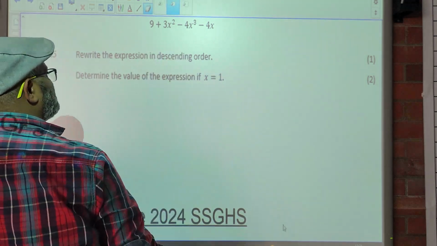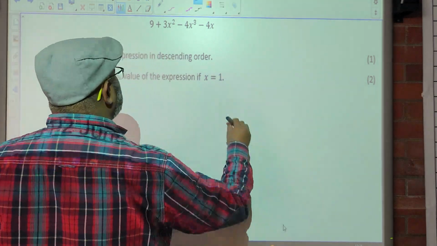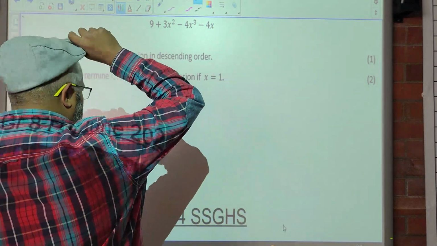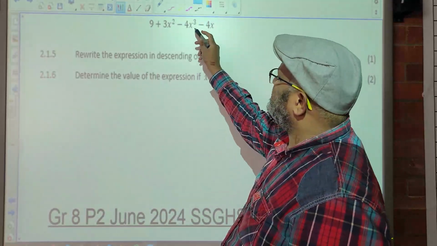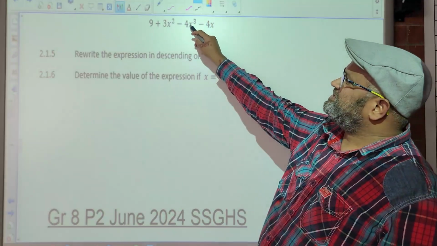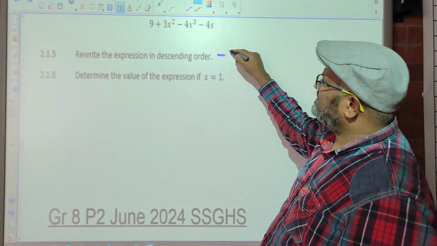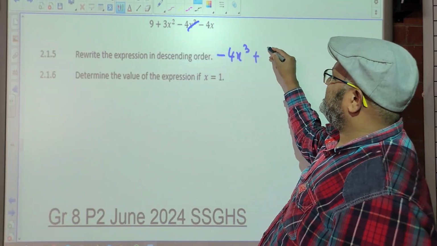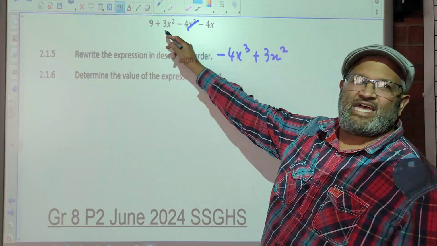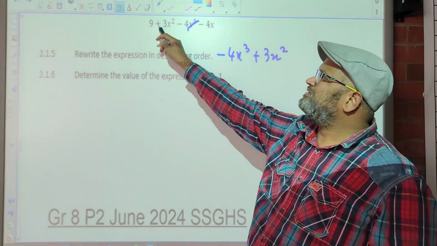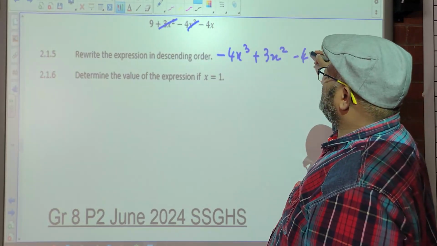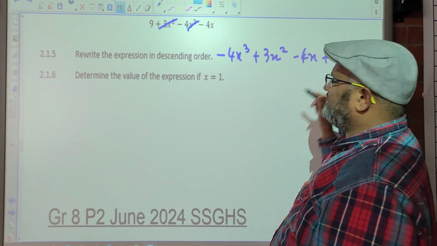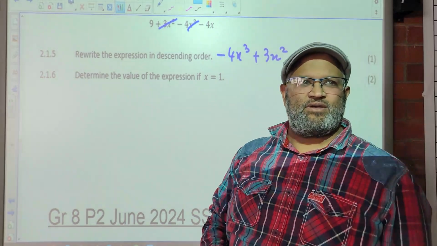They ask you to write the expression in descending order. The descending order is supposed to be descending order of x, but okay, descending order. The highest exponent is 3. So it's negative 4x cubed plus 3x squared. Remember that the sign is part of the term. Minus 4x plus 9.